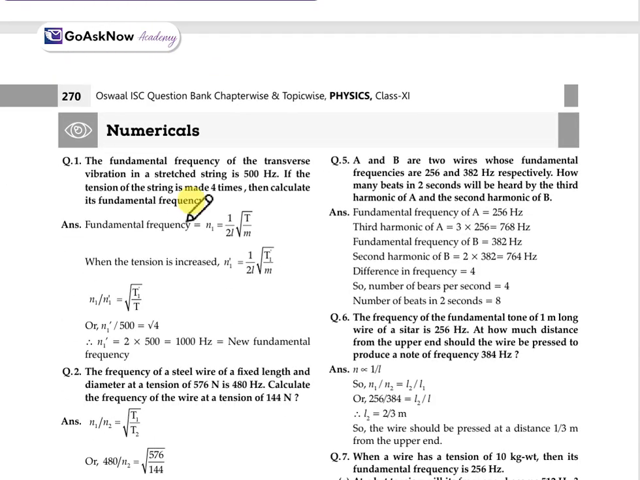Now let's move ahead with the numerical based questions. The fundamental frequency of the transverse wave vibration in a stretched string is 500 Hz. If the tension of the string is made 4 times, calculate its fundamental frequency. The fundamental frequency is n1 equals 1 upon 2L square root of T upon m. When the tension is increased, it will be n1 dash equals 1 upon 2L square root of T1 dash upon m. Taking the ratio of both, the new frequency is 1000 Hertz. It's the new fundamental frequency.